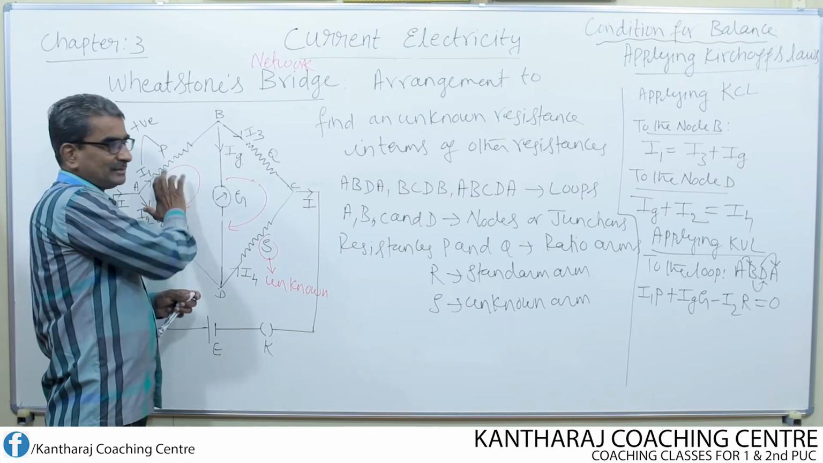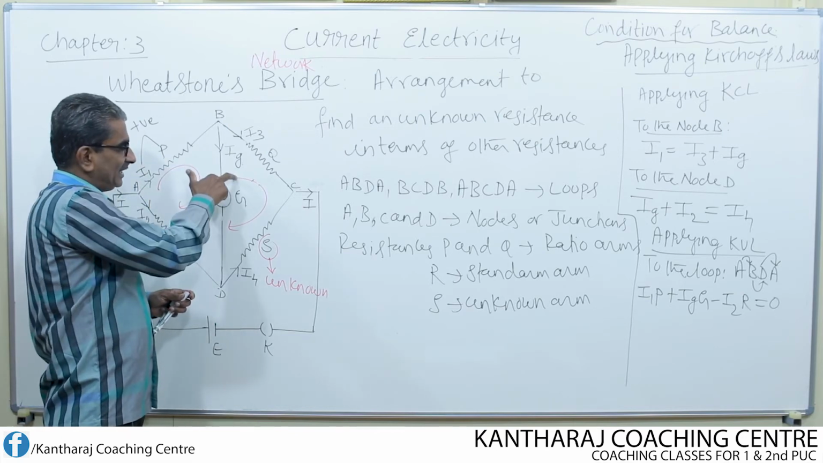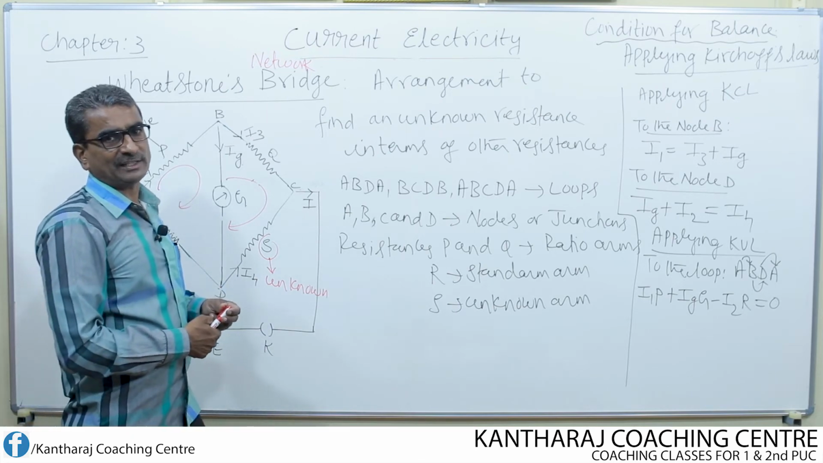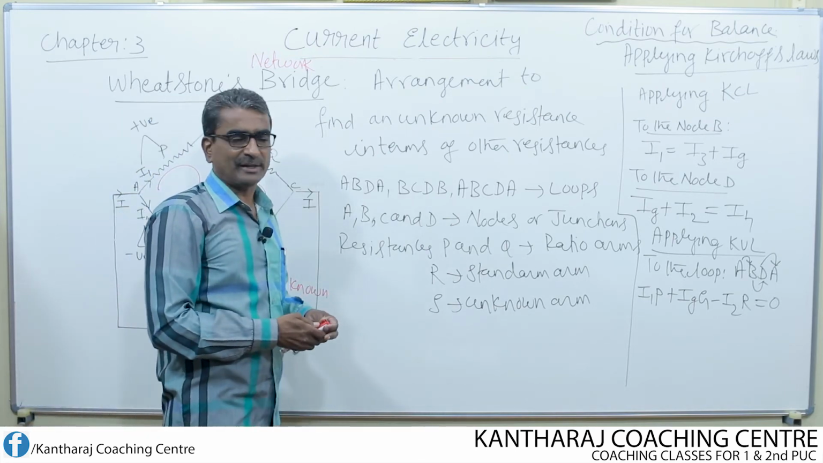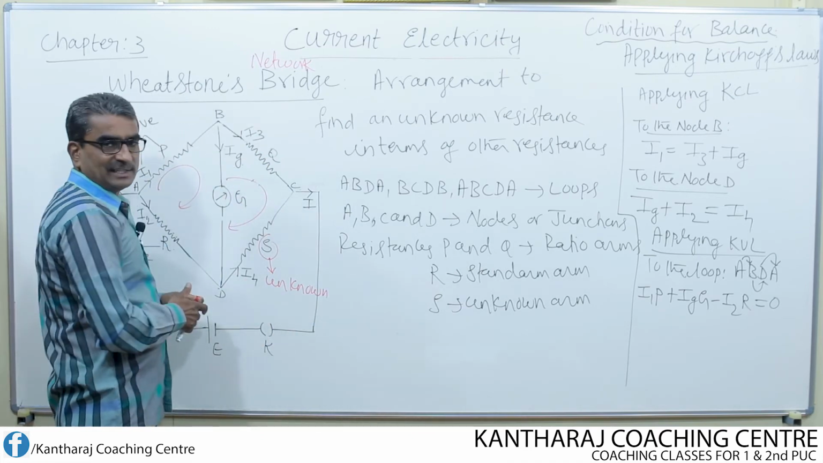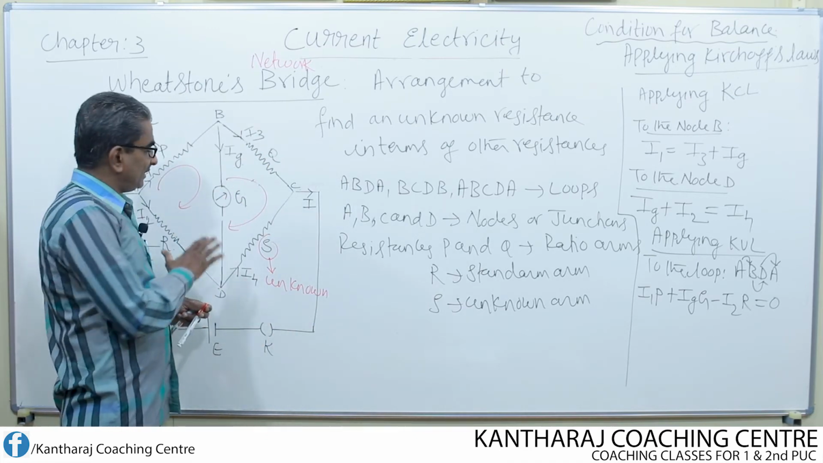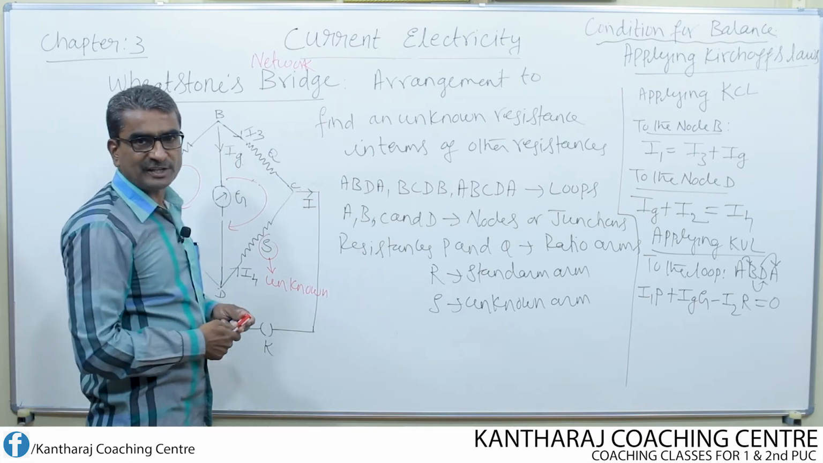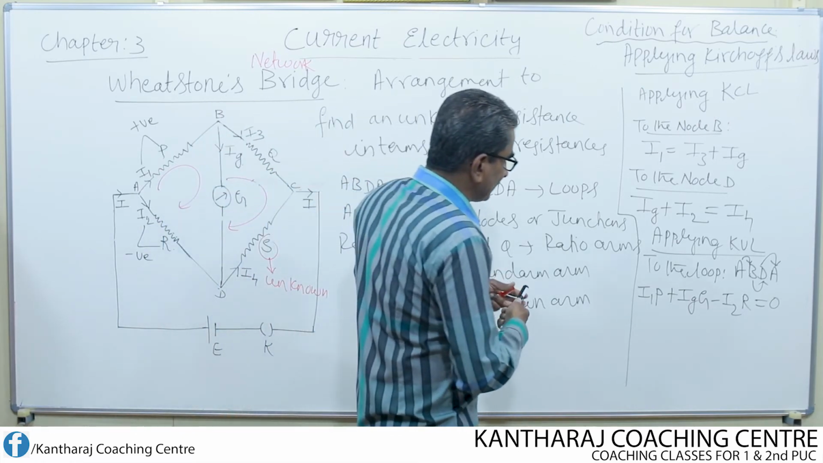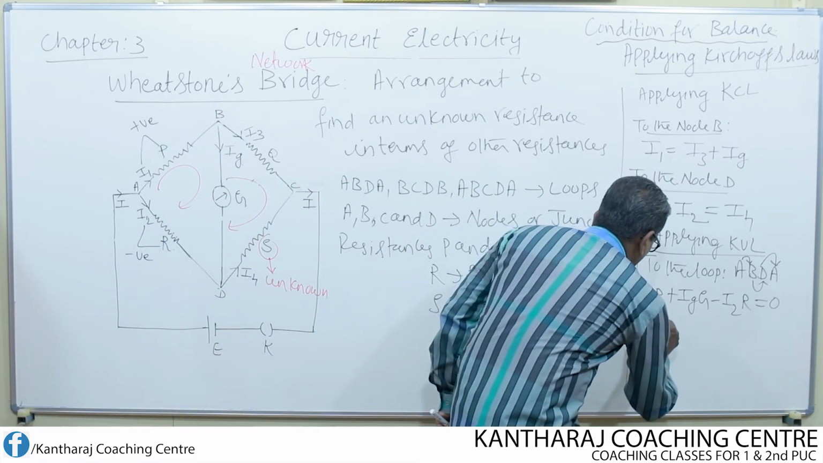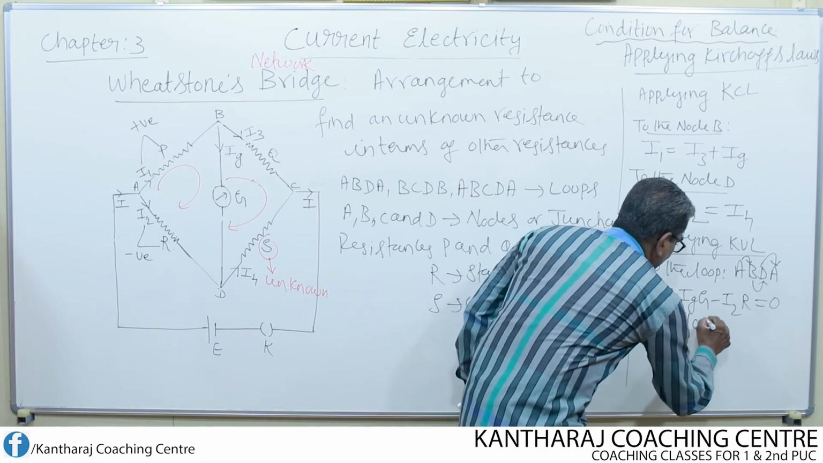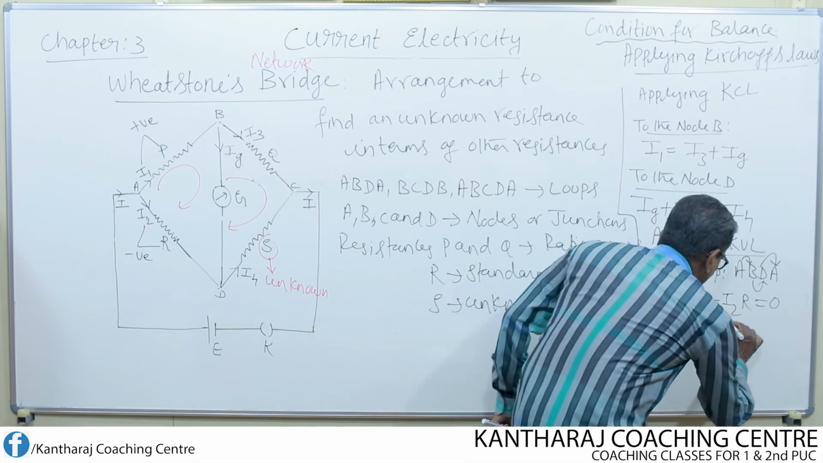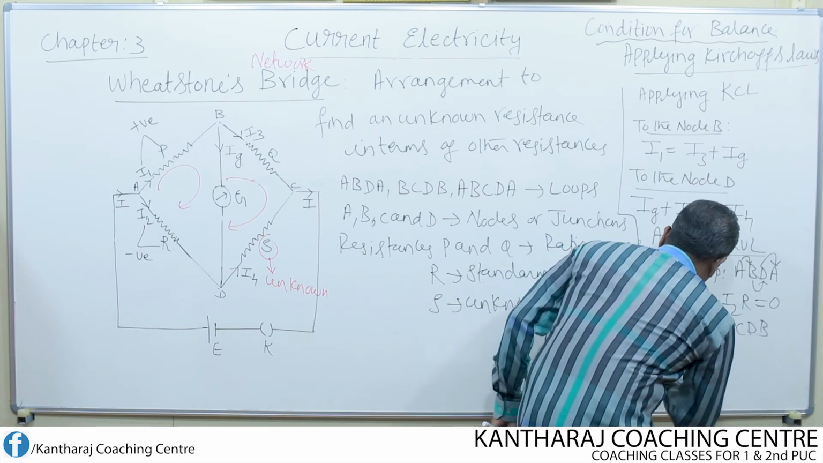In one loop, I can move in clockwise. In the other loop, I can travel in the anti-clockwise. Even then we get the final equation one and the same. But as I said, to make ourselves simple, let us consider the direction of traverse in both the loops along clockwise direction. So, let us write applying KVL to the loop, which is the loop now B, C, D, B.